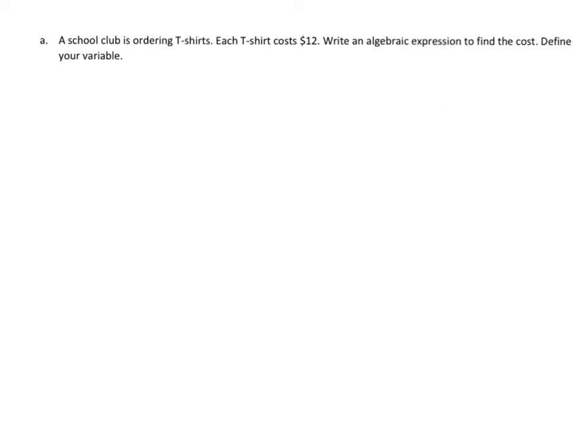Okay, so the problem says a school club is ordering t-shirts. Each t-shirt costs $12. Write an algebraic expression to find the cost. And I really should have written the cost of any amount of t-shirts, or to find the cost of t amount of t-shirts. So it says define your variable. So you could have chosen any variable. You could have chosen x. A lot of you were choosing the variable t, and that would be the number of t-shirts.